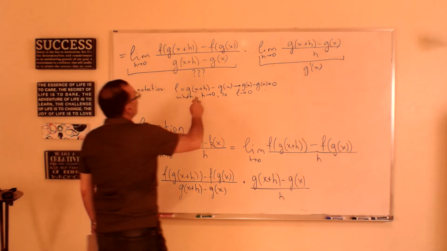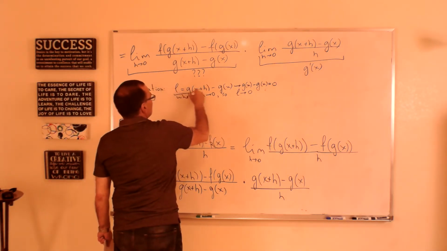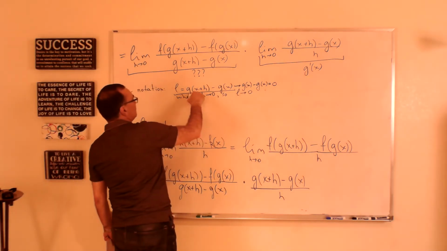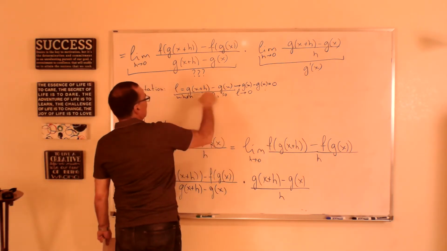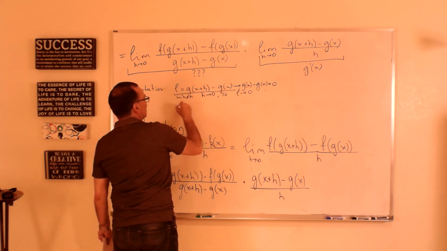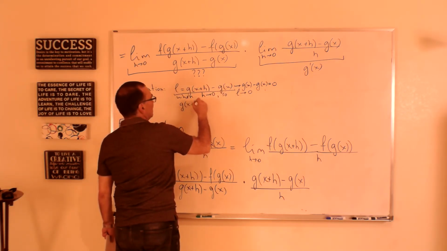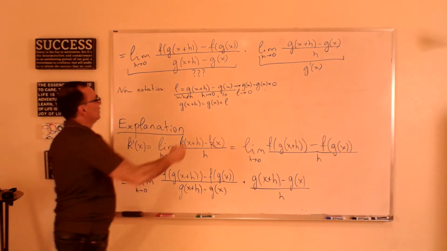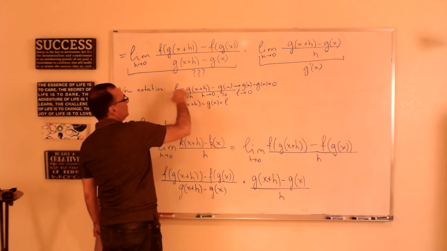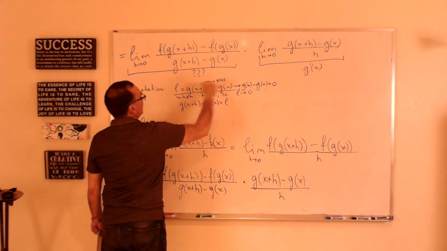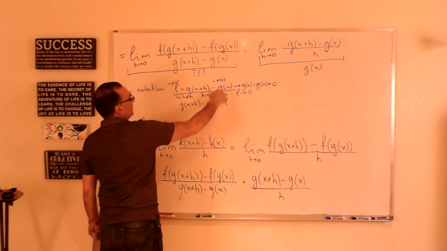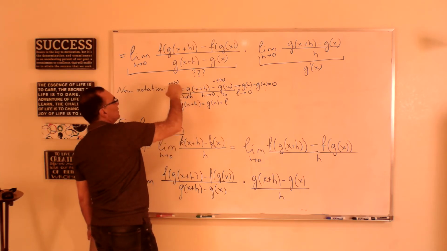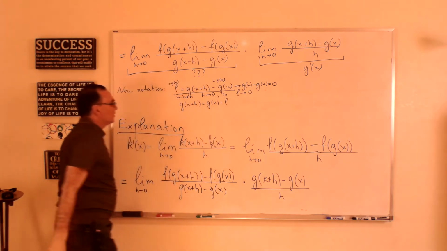Besides, in this expression we can solve for g of x plus h. We can isolate g of x plus h, and for that we just add g of x to both sides. On this side, g of x and minus g of x cancel, so we just get g of x plus h. On the other side, we get g of x plus L. So we can write g of x plus h equals g of x plus L.